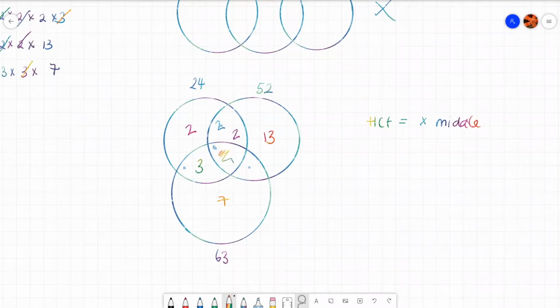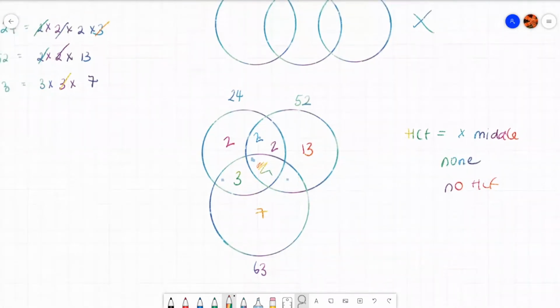But we don't have any numbers that are the same. So none, or no highest common factor. That means there's no number that's in the 24 times table and 52 times table and 63 times table that's the same that goes into those numbers.